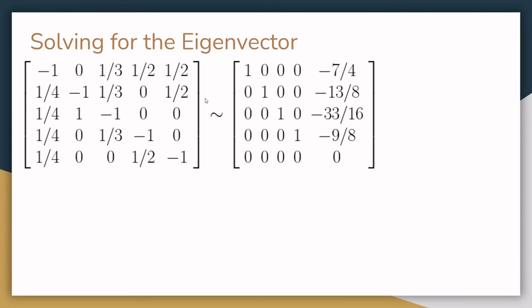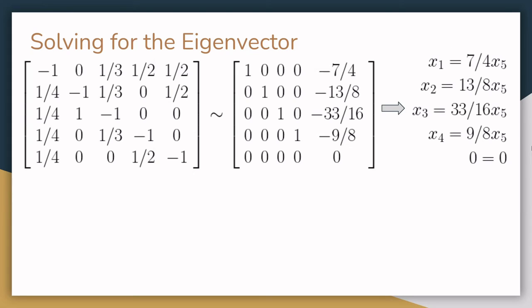And then from there, we just have to find the reduced row echelon form of this matrix, because to find the eigenvector, we're finding the basis of the kernel of this matrix. The reduced row echelon form of the matrix is this one right here, which gives us these equations: x1 equals 7/4 x5, x2 equals 13/8 x5, x3 equals 33/16 x5, x4 equals 9/8 x5, and 0 equals 0 because this row is just zeros.